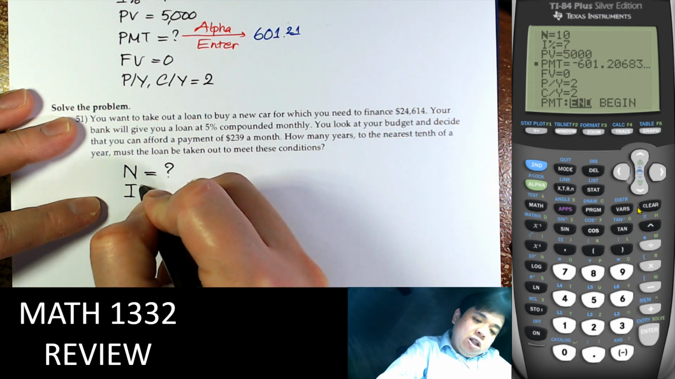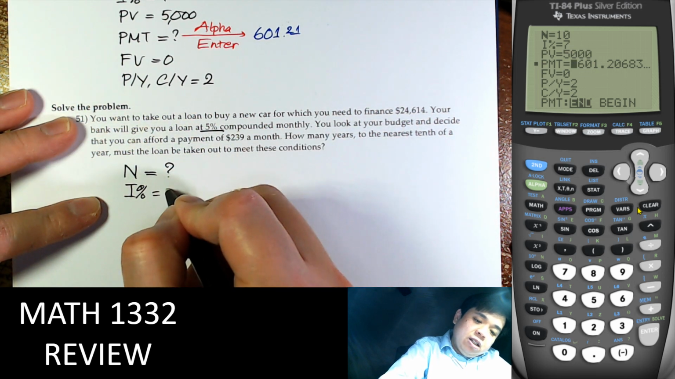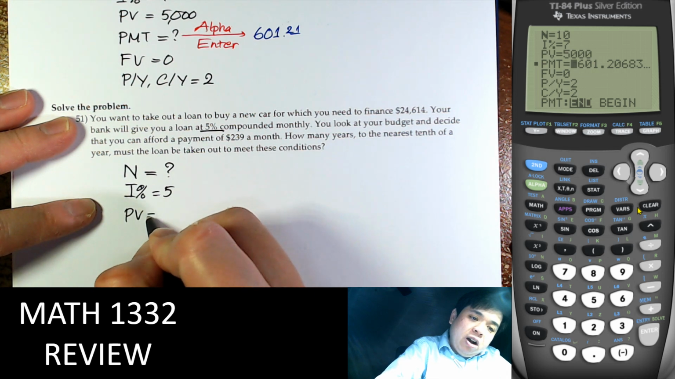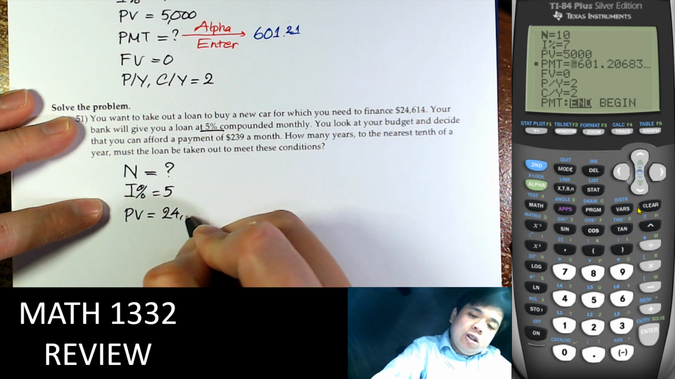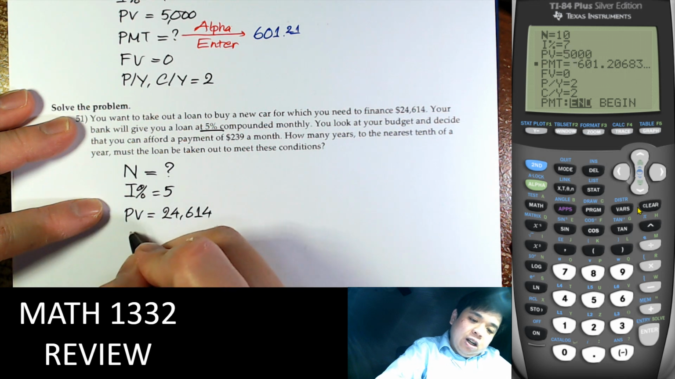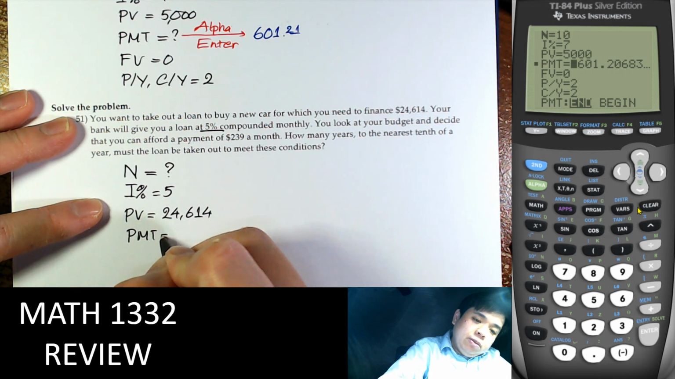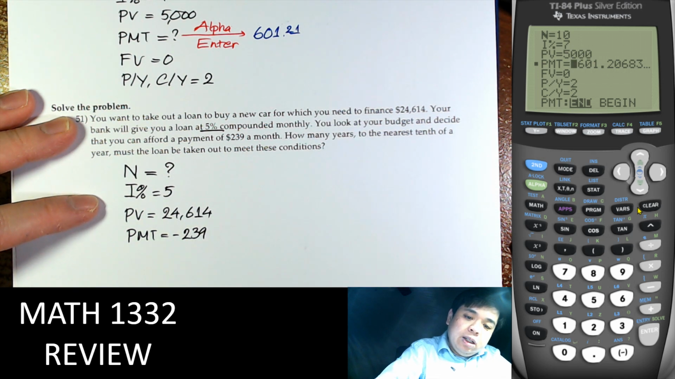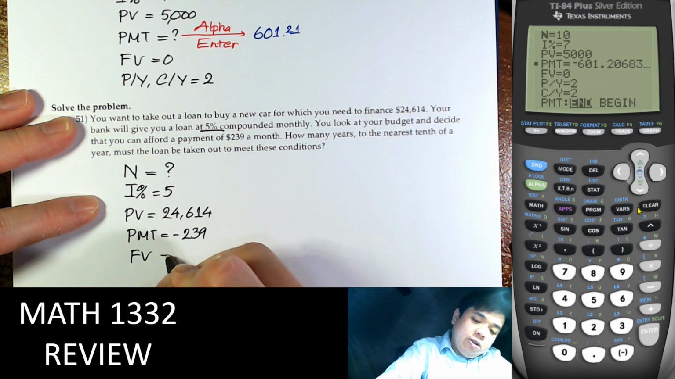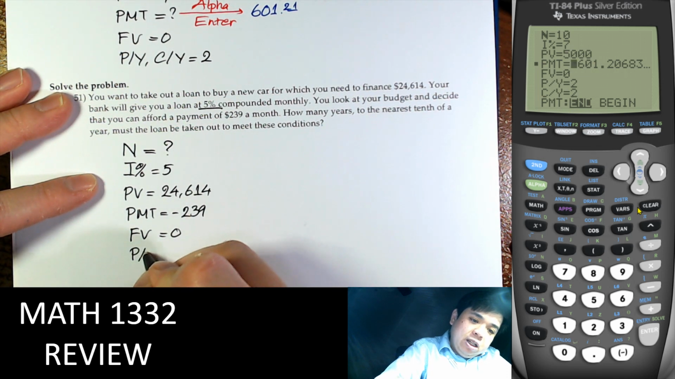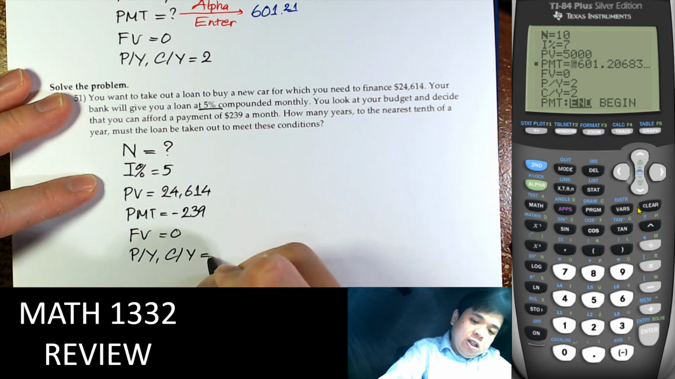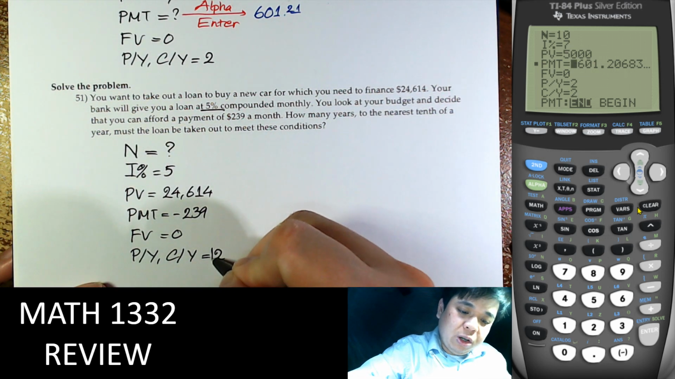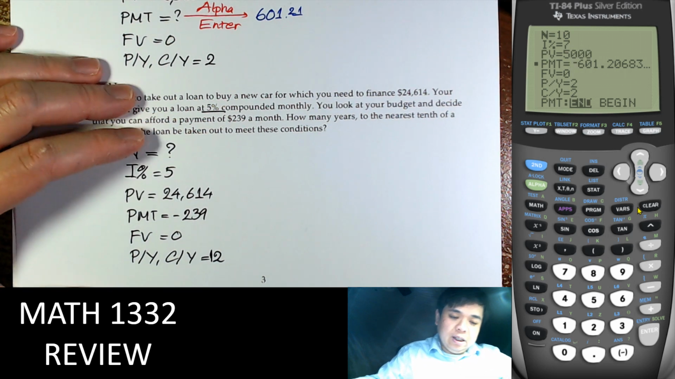And the next one, the interest rate, we do know, 5%. And the present value to be paid off, 24,614. Payment we do know, is negative 239. Future value is going to be 0, and the compounding periods per year, is 2. I'm sorry, monthly, 12. And we solve for N.